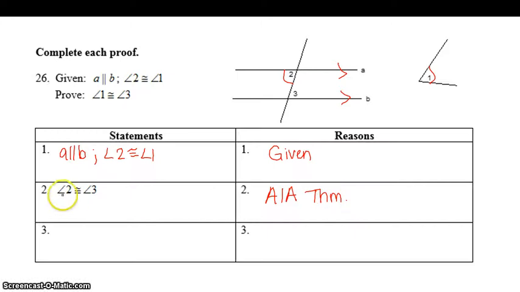It's not the converse, because this is not proving parallel lines. This is just these angles are congruent because of the AIA theorem. Then we put in what we're trying to prove as the last statement. And if you look in the picture, angles 1 and 3 are not any special types of angles. So that should tell you this is going to be the transitive property.